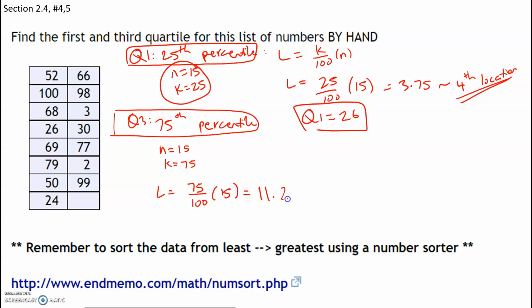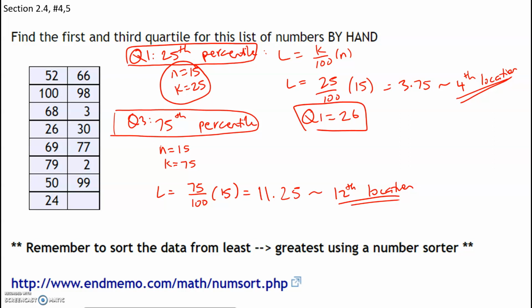and we're going to get 11.25. Now, just as a reminder, something weird happens here. Even if your locator index is a decimal that would normally be rounded down to 11, for locator indexes, we always round up, no matter what. So this is going to get rounded up to the 12th location. It doesn't mean our answer is 12. It means we're looking for the 12th location.